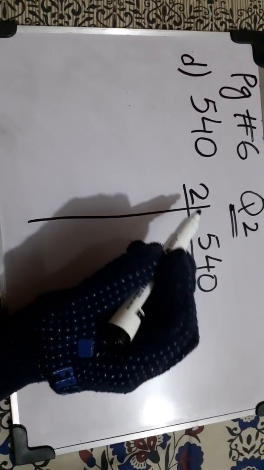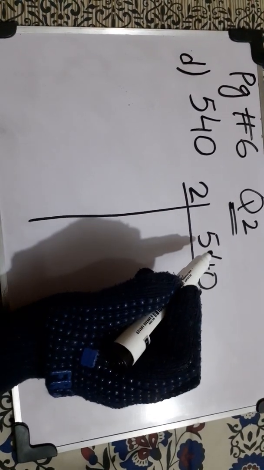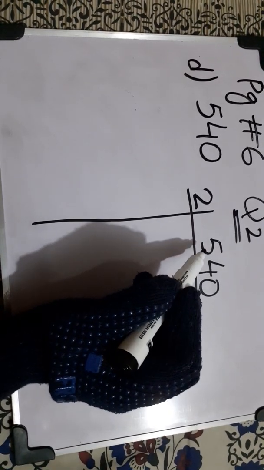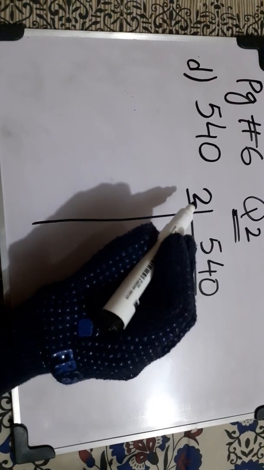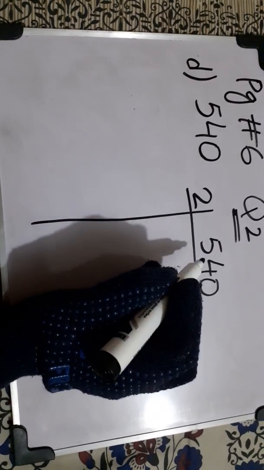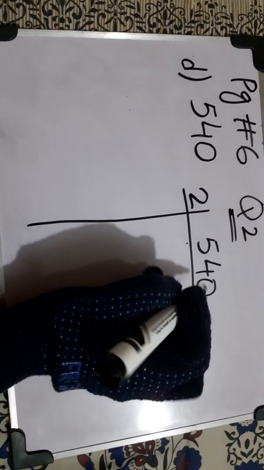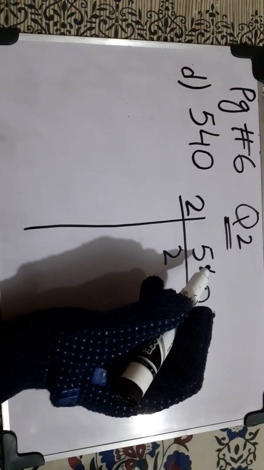First we will take 5. Does 5 come in the table of 2? No. But what number comes smaller than 5? 2 ones are 2, 2 twos are 4. So 4 comes in the table of 2. So we will write 2 here. We have taken 4, we have 1 left.